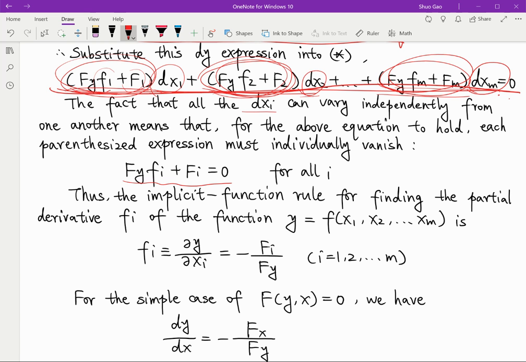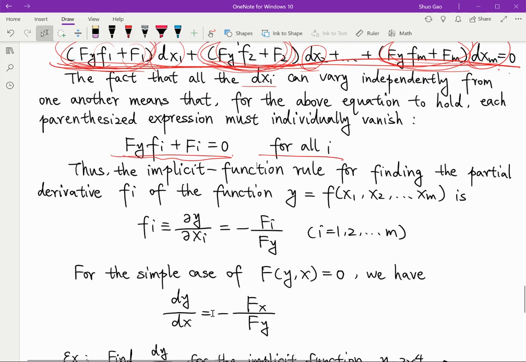And the coefficient can be written as big Fy, since it's a common term, times the little fi, which is the partial derivative of the small f with respect to xi, and then plus big Fi, which is the partial derivative of the big F with respect to xi, right? And this equals 0 for all the terms, for all i.